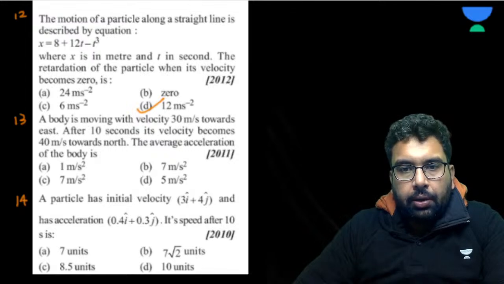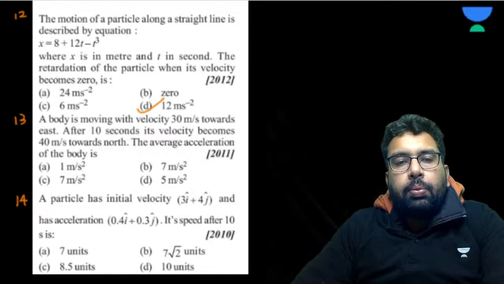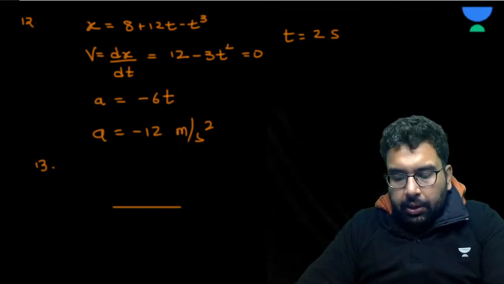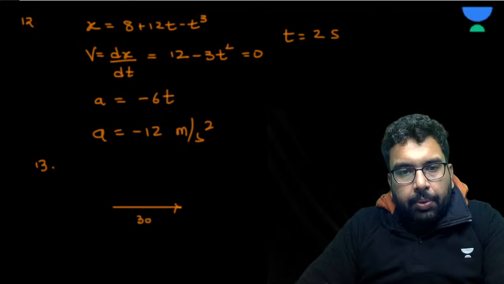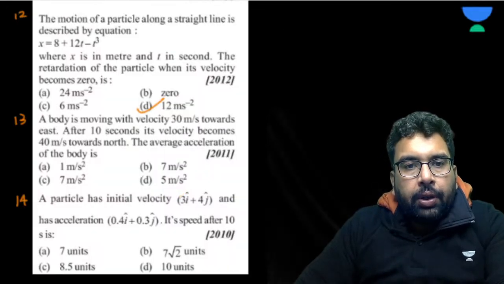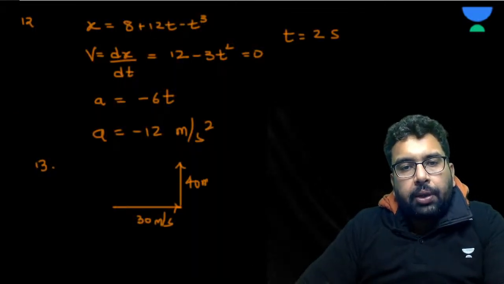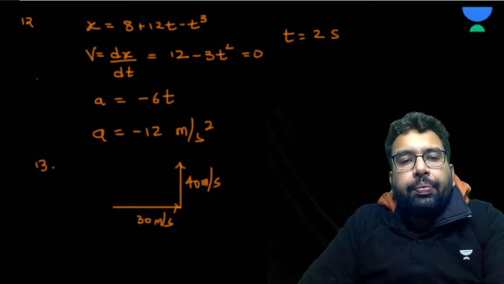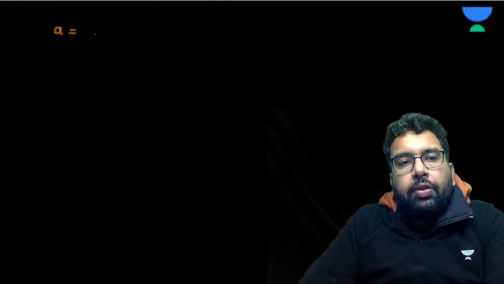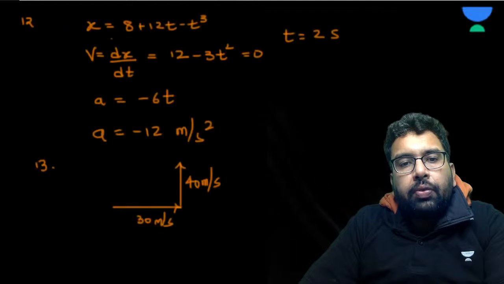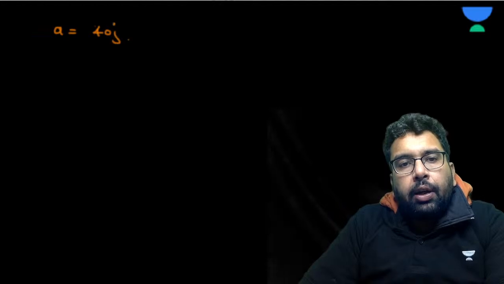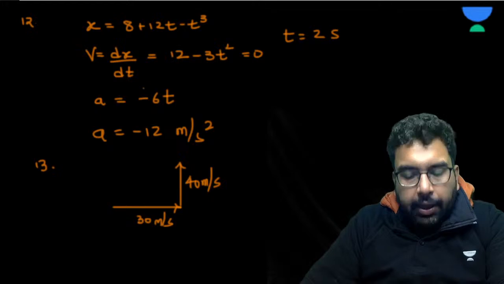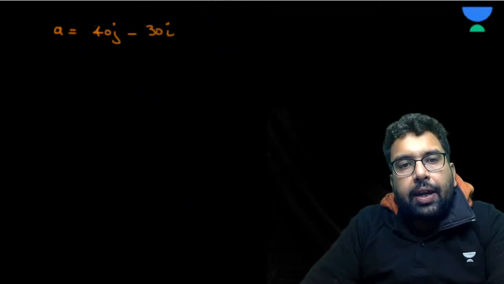Okay, so you have given some answer. Okay, let's see. So a body is moving with a velocity of 30 meter per second towards east, and afterwards the velocity becomes 40 meter per second towards north. The average acceleration of the body is, so see how we can do it. We can do it by the Cartesian method. Acceleration is change in velocity. The final velocity is 40 j cap because it is in the north direction, minus the initial velocity, which is 30 i cap in the east direction, divided by time.